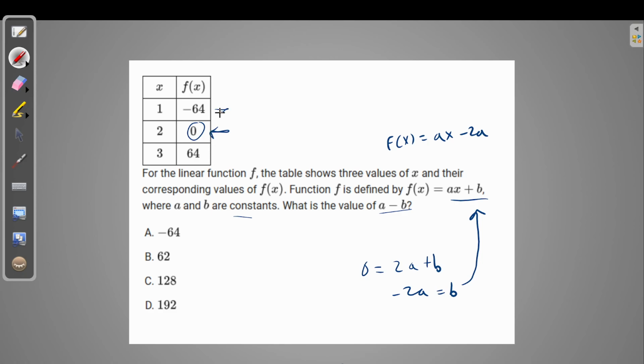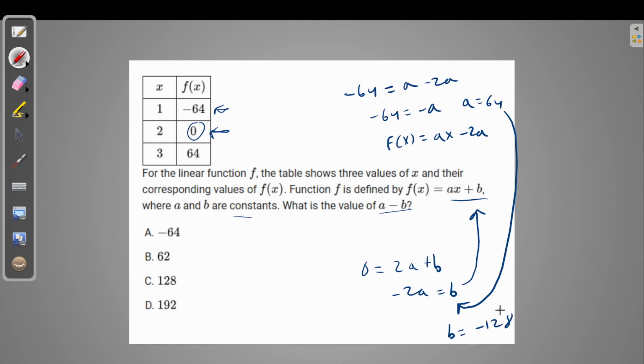I'm just going to choose the first one here, where negative 64 is equal to a minus 2a, because x is 1, so negative 64 is equal to negative a, or a is equal to 64. And you want to plug this back into the equation to get b, where b is going to be equal to negative 128, and it wants us to subtract the two values. So it would be 64 minus negative 128, or 64 plus 128, to get us 192, or d.